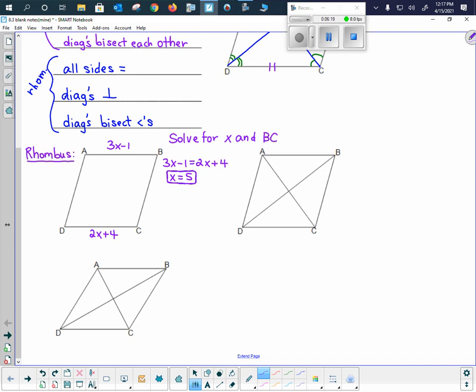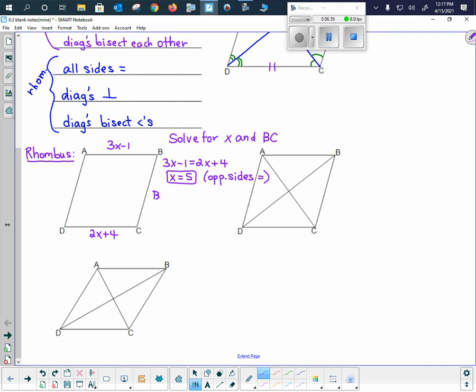What was the property I used? Why do I know those two are equal to each other? Well, again, that's because opposite sides are equal. Okay? All right, I'm supposed to solve for BC.